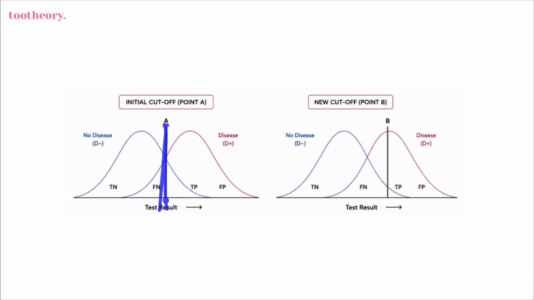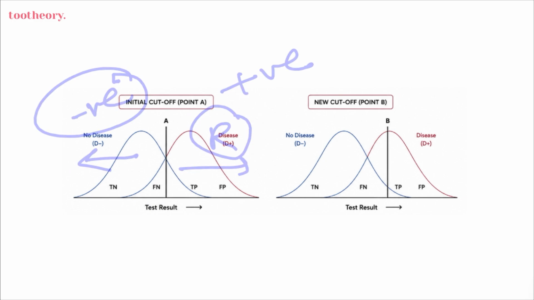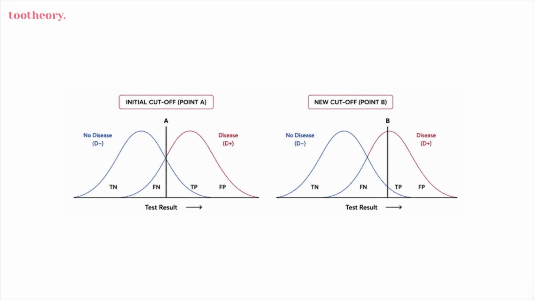This vertical line right here is known as the cutoff, right? This line determines whether a test is considered positive or negative. Anything to the right of the line is positive and anything to the left of the line is negative. So when the question says that the cutoff has moved, all it is saying is that we have essentially changed the threshold that is required to call somebody positive, right?